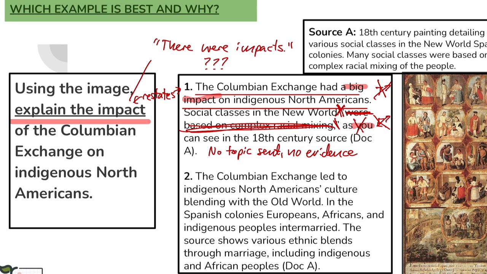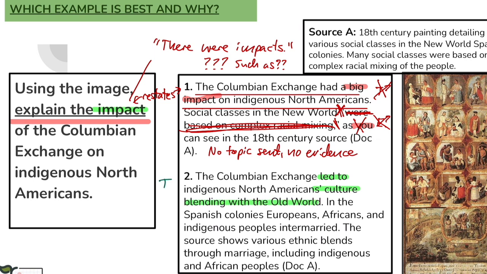So this would not be a good content statement because it doesn't summarize the document. It just quotes the source line. And it doesn't even answer the question of what were the impacts. It just says, yes, there were impacts. Example 2, in contrast, starts with the Columbian Exchange led to, oh, look at that, historical thinking skill. It is doing causation. So the Columbian Exchange led to indigenous North Americans' culture blending with the old world.